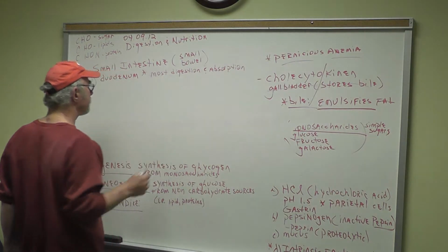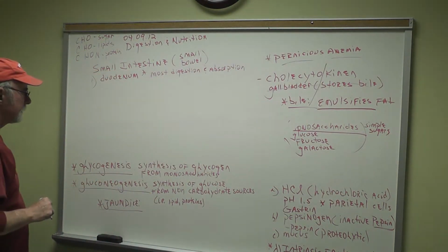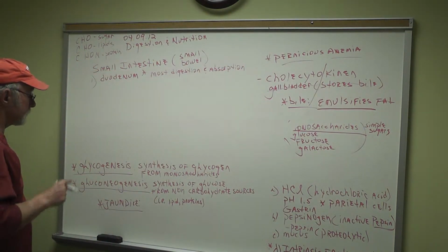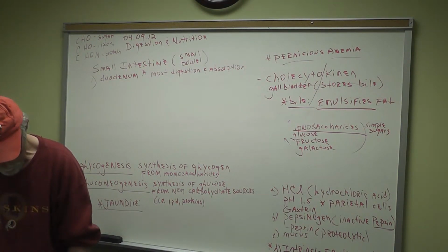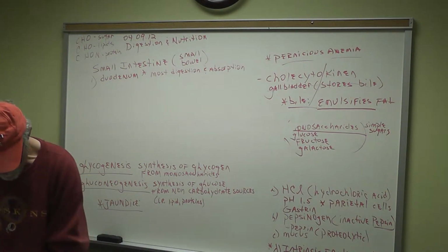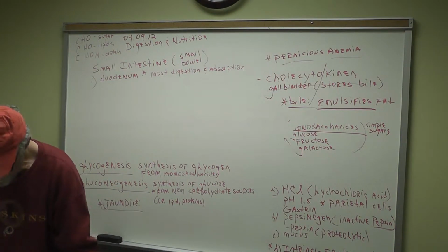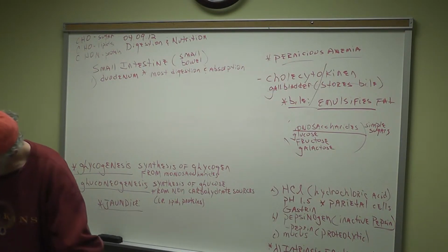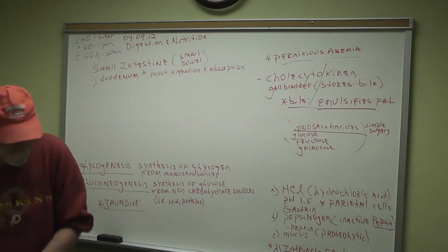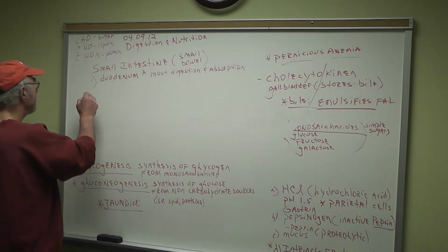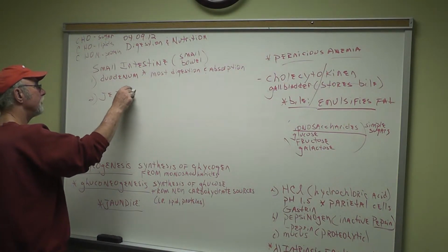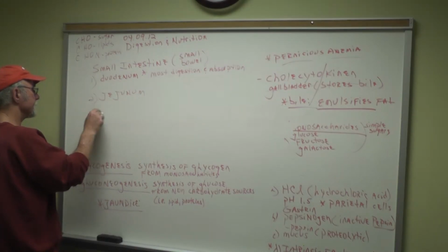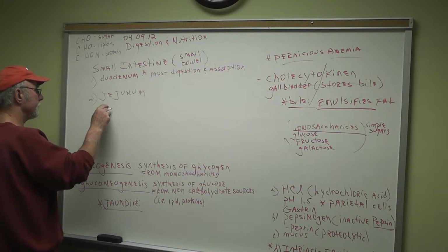All right, then you have the, oh my gosh, I cannot forget that. It's duodenum, jejunum, and ileum. The jejunum, and then the third division is the ileum.